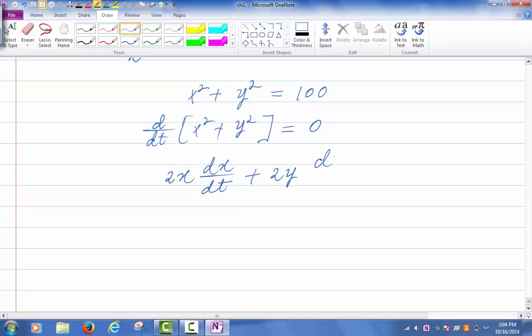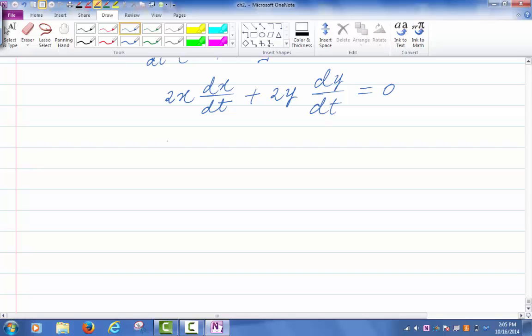2y dy dt. So remember what I said, once you differentiate, you're going to get an equation involving the rates, which should make you happy now, because you are given the rate of x, so you can plug that in and solve for the rate of y. But there is a slight problem here. So let's first solve for dy dt. So what is dy dt then?